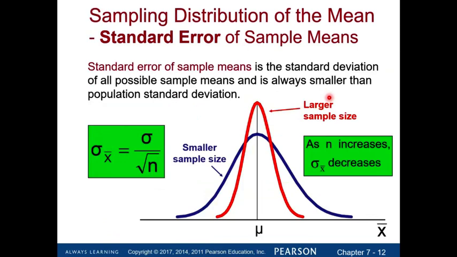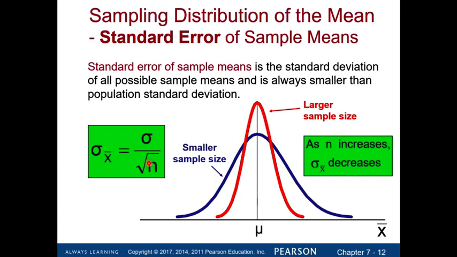The second definition of sampling distribution is the standard error of sample means. Standard error of sample means is the standard deviation of all possible sample means, and it's always smaller than the population standard deviation. You know that the population standard deviation is represented by sigma, and the sample size is represented by the little n. And here, the new definition, standard error of sample means, is represented by sigma of x bar, because x bar represents the sample means, so sigma of x bar represents the standard error of sample means.